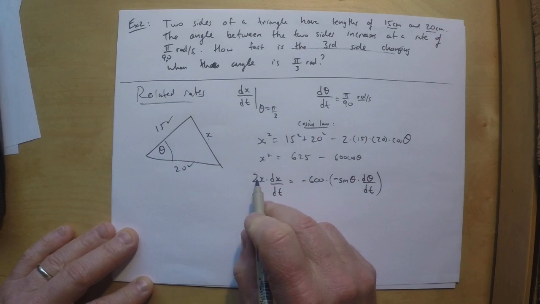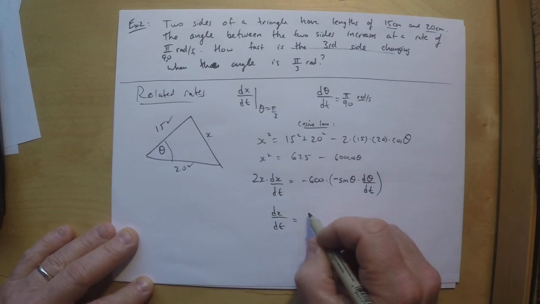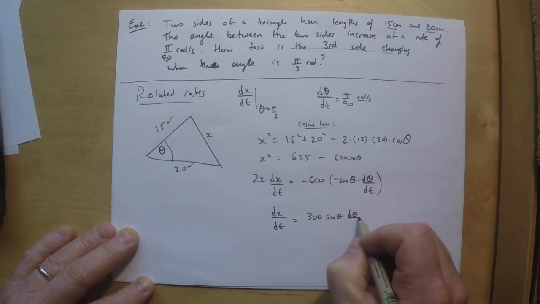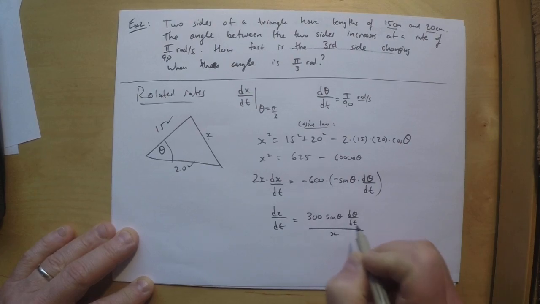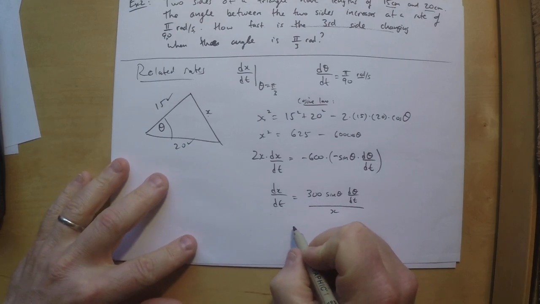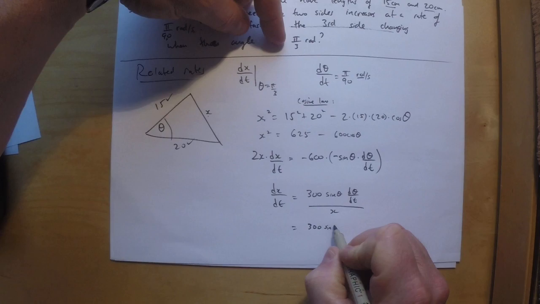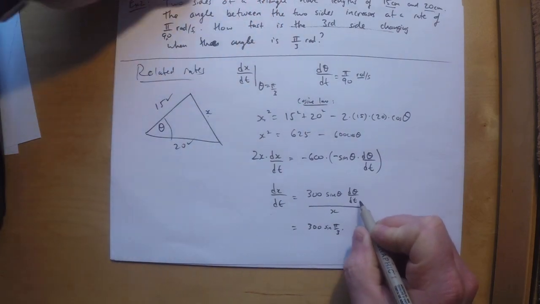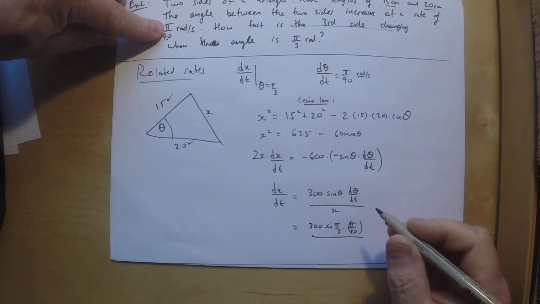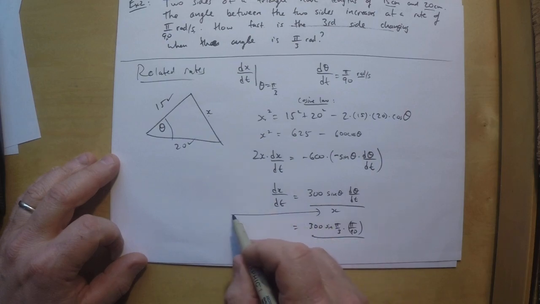and solving for dx dt, dx dt would then equal, so negatives cancel. When I divide the 2 over to the other side, 600 divided by 2 would be 300, sine theta d theta dt divided by x. And now I have everything I need to plug into here because it wants me to do this at pi over 3. So 300 times sine of pi over 3 times the rate of this, which is 90 over pi, divided by x. Oops, x is the only thing I'm missing.